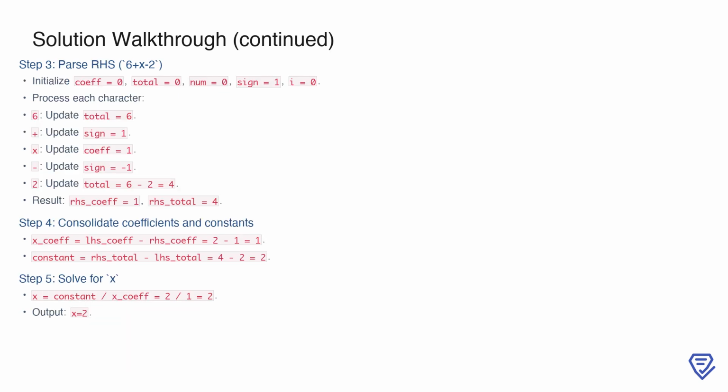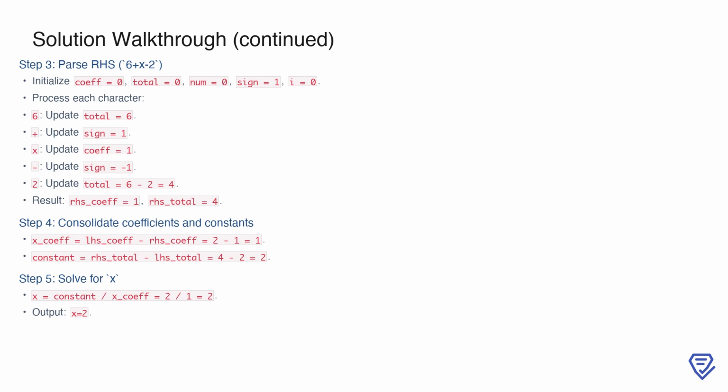Now, we parse the RHS, which is 6 plus x minus 2. Just like before, we initialize the same variables. The first character, 6, adds 6 to the total. The plus sign keeps the sign positive, and the x adds 1 to the coefficient. The dash sign changes the sign to negative, and 2 subtracts 2 from the total, leaving us with a total constant of 4 and a coefficient of 1 for x.